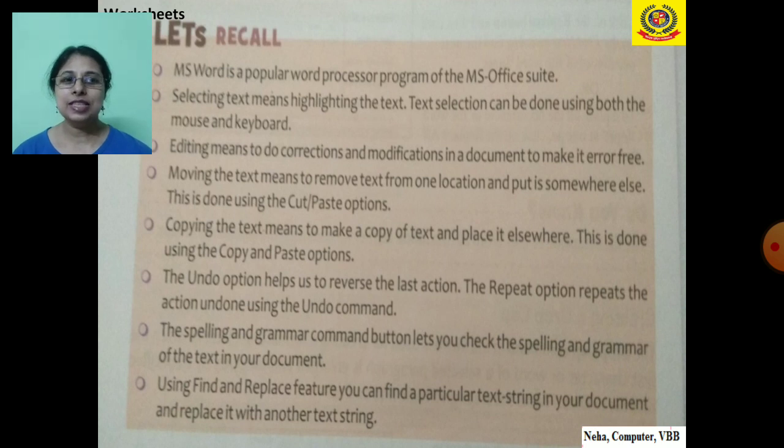Next is selecting text means highlighting the text. Text selection can be done using both the mouse and keyboard. We have learned that different ways are there to select a text. And whenever we select, that particular word gets highlighted. So that is the selecting of text and we do it with the help of mouse and keyboard.